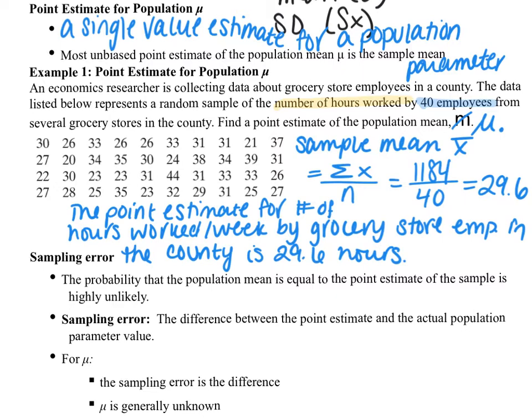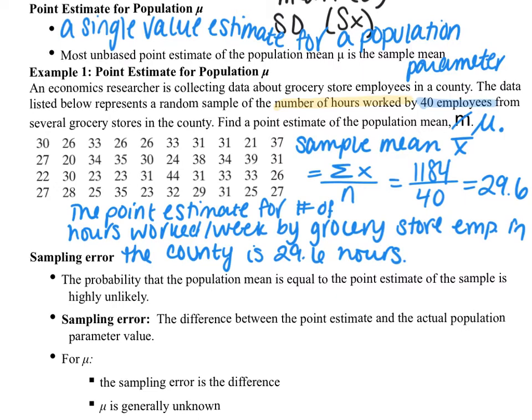What we're doing is we're generalizing because we are taking just a small sample. I mean, if we counted all of the grocery store employees in the entire county of Monmouth County, I don't even know how many there would be. I'd say there's probably well over 2,000, right? So what we're doing here is we're only taking 40 of those people, but we're saying, hey, since these 40 people average 29.6 hours per week, we're going to generalize it, and we're going to say for all of the grocery store employees in Monmouth County, they average about 29.6 hours per week.